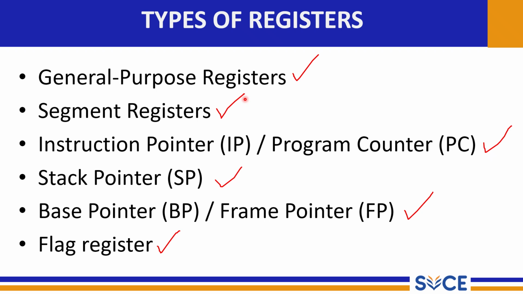And the next one is the base pointer, or the frame pointer. This register points to the base of the current stack frame, facilitating access to some function arguments and local variables. And next is the flag register. This register contains the status flags that reflect the results of some arithmetic as well as logical operations, for example zero flag, carry flag, overflow flag. These flags are used for conditional branching.